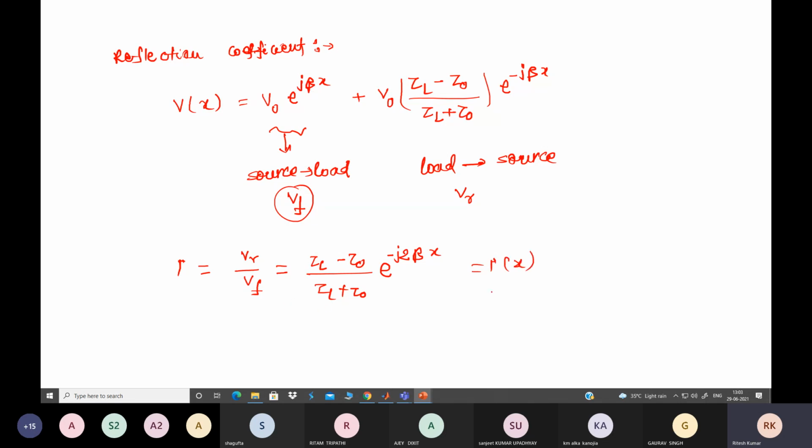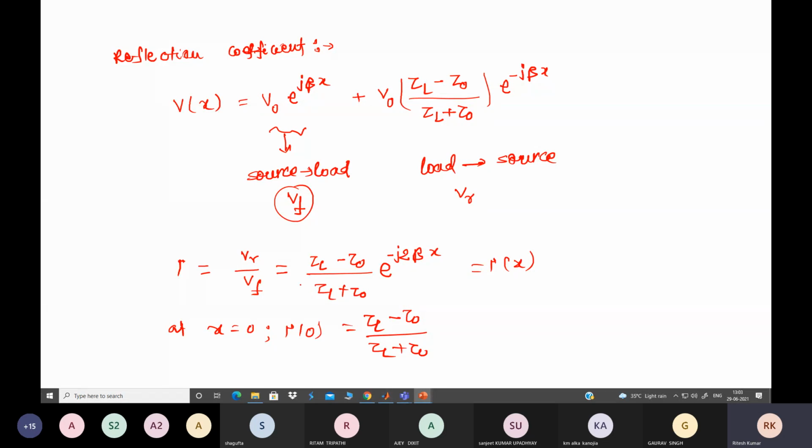Now at x equal to 0, we can say gamma 0 is (ZL minus Z0) divided by (ZL plus Z0), since this exponential term is unity at x equal to 0. See here, we already wrote this expression at the start of the transmission line, when defining gamma, and from here we can verify how we get that one.